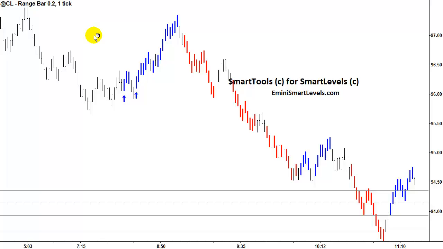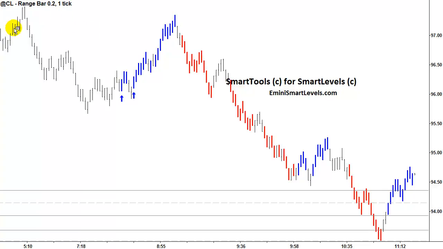Hello everyone, and welcome to this crude oil futures review using SmartTools for SmartLevels. The chart is a 0.2 range bar chart based on tick data. These black bars here from the beginning of the chart represent the overnight trading activity. All times are Eastern Standard Time, which is Greenwich Mean Time Zone 5.